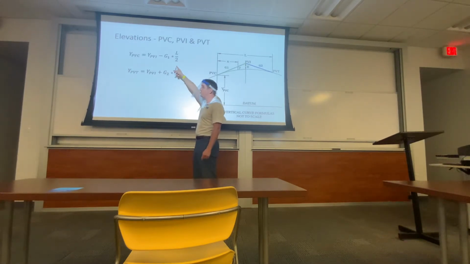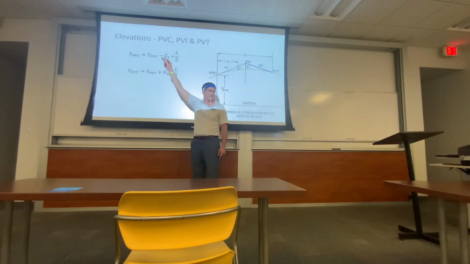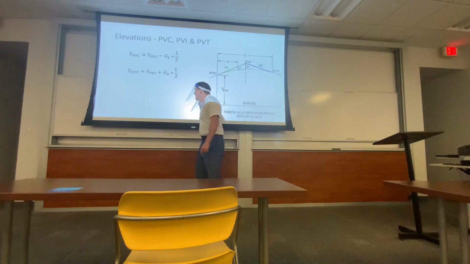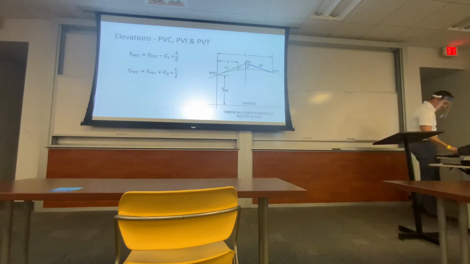Now if G1 is negative, right, then it just adds it. Right? And if G2 is negative, then it would subtract it. So if you keep this convention, you'll be good with your signs. Yeah? Okay? And that will give us the elevation of the point of curvature and the point of tangent.